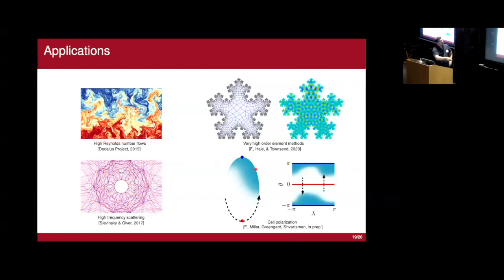And if you have interesting shapes, you can do similar things. This is a project that I've done with Leslie and Pearson Miller in CCB and Stoss in CCB on simulating cell polarization on various curved surfaces.